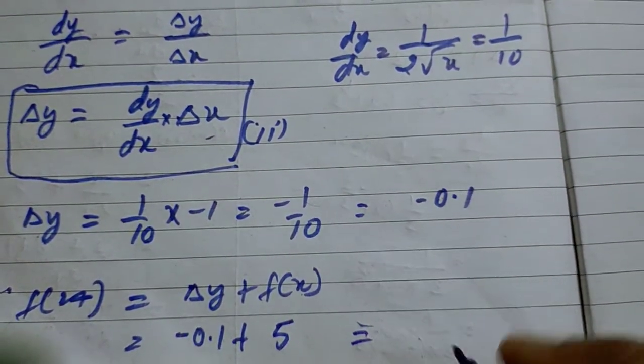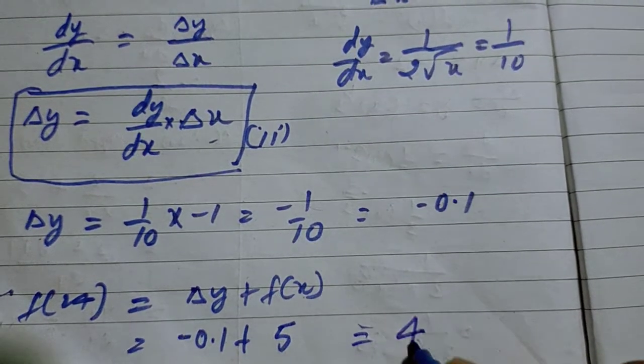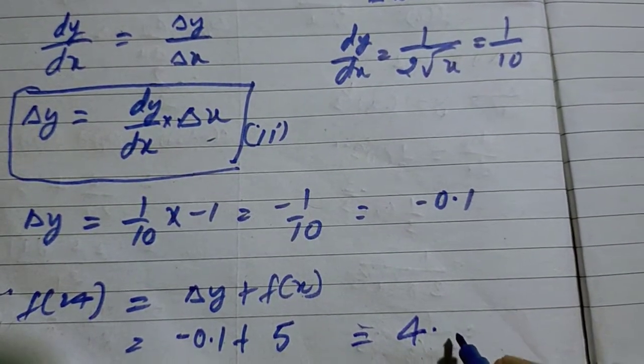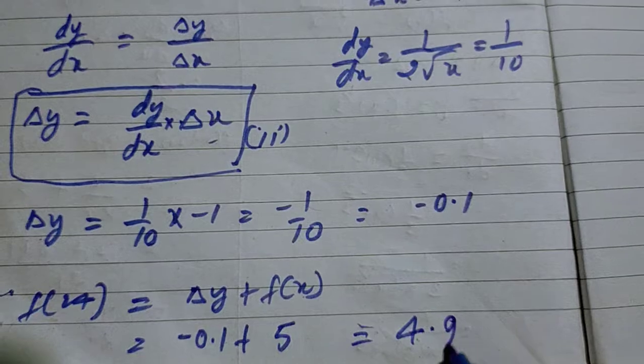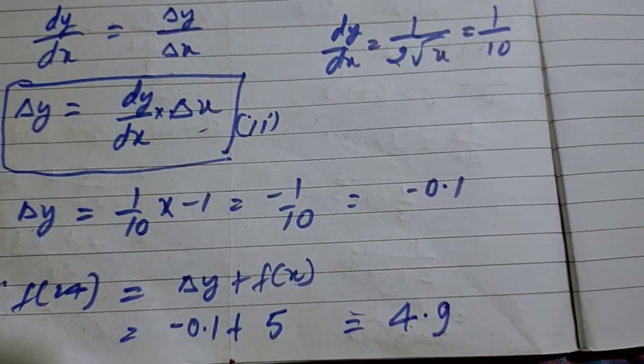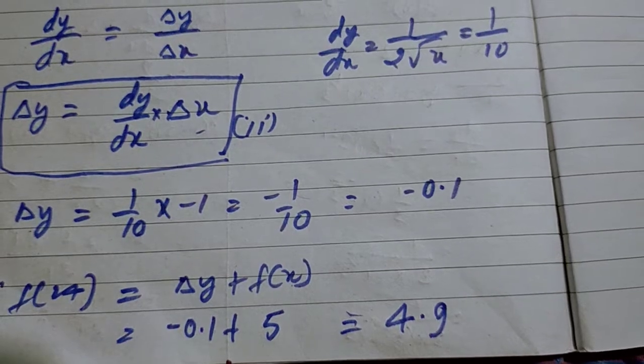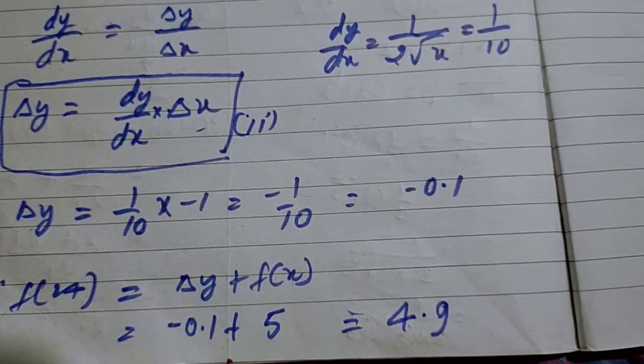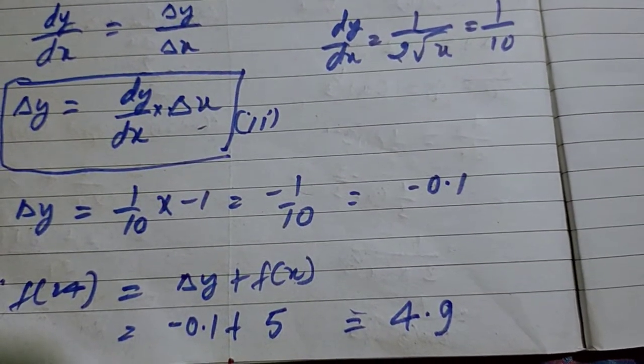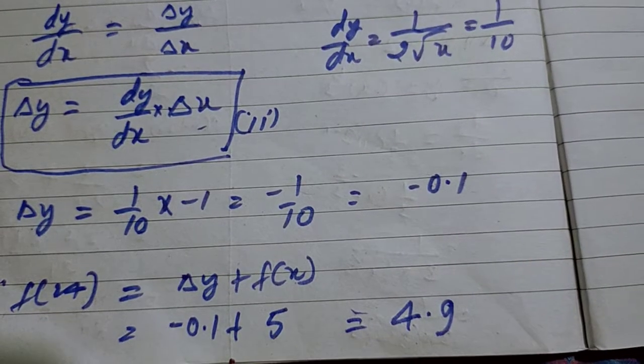We will get here 4.9. So 4.9 is the approximate value for under root 24.